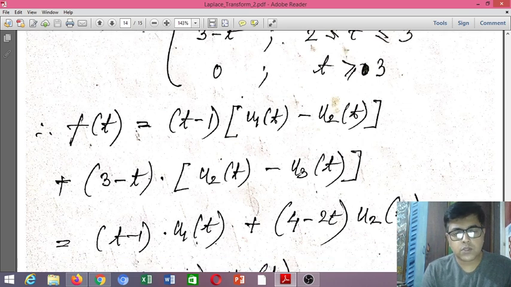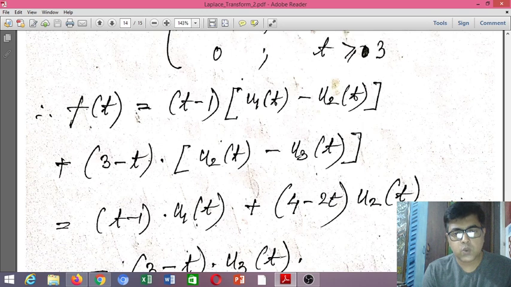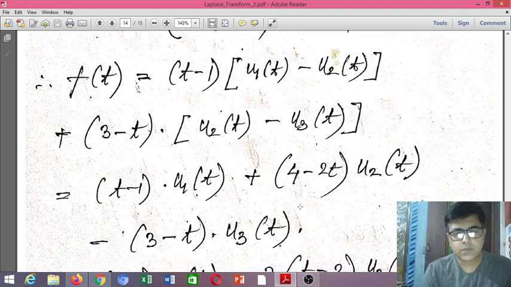So now this becomes t minus 1 into u1(t), just simplifying it. We take the coefficient of u2(t) and we find that it is 4 minus 2t into u2(t). Then minus 3 minus t into u3(t). That's what we get. We are just simplifying it. From the theorem we are writing this in this form, as we all know. So we get this, right?